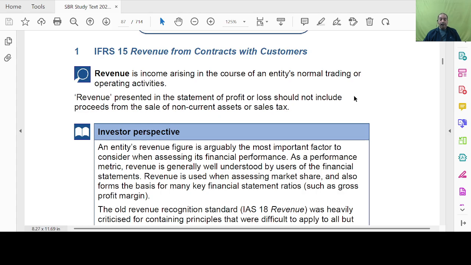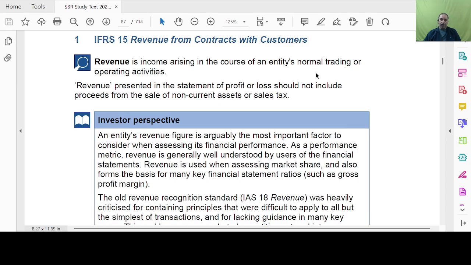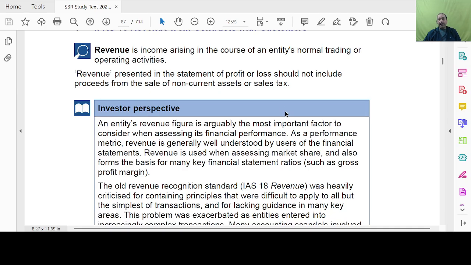Second, they are saying that it is not going to include the sale of non-current assets, because if you remember, I told you that it is from normal trading activities. And normal trading activities do not include the sale of non-current assets. So if you are selling plant and machinery, that is not a part of your business activity. So that income or that revenue that is generated from the sale of non-current assets should not be included as a part under IFRS 15, right?